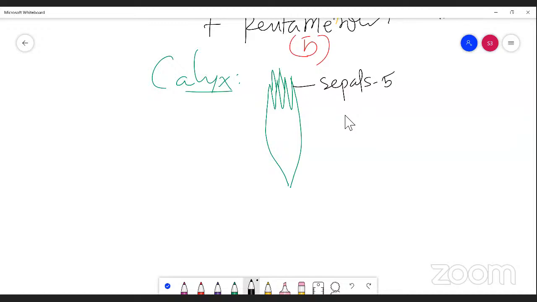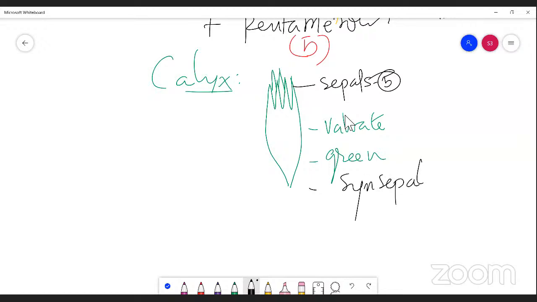Sepals are 5 in number, and all the sepals are arranged in valvate aestivation. The type of aestivation is valvate, and its color is greenish white. They are arranged synsepalous. Synsepalous means joined sepals. That's why it is placed under Gamopetalae, one of the subclasses. I have heard about Polypetalae and Gamopetalae. Dear students, did you understand synsepalous?